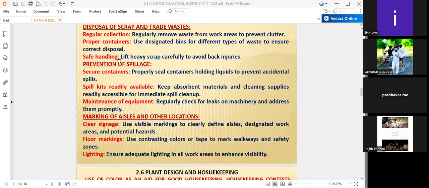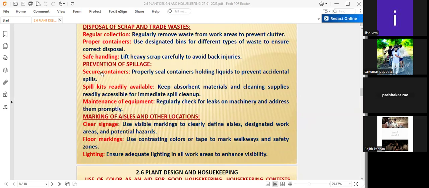Safe handling: lift heavy scrap carefully to avoid back injuries. As already discussed in ergonomics, you have to see that heavy scrap is lifted manually with care, or by lifting cranes or overhead cranes. This is taken care of both manually and mechanically in the disposal of scrap and trade waste. During plant layouts itself, we have to plan in such a way.